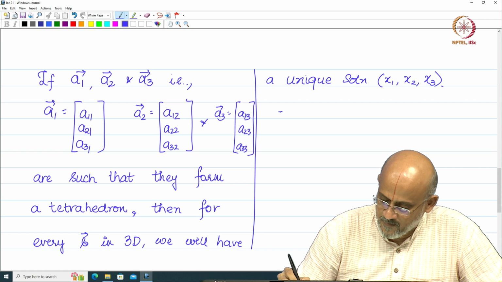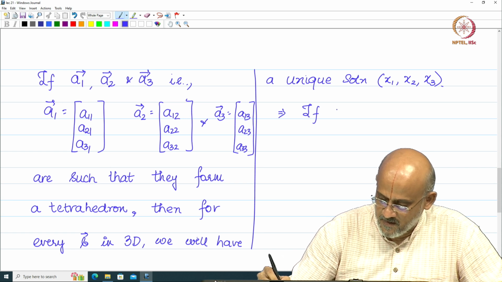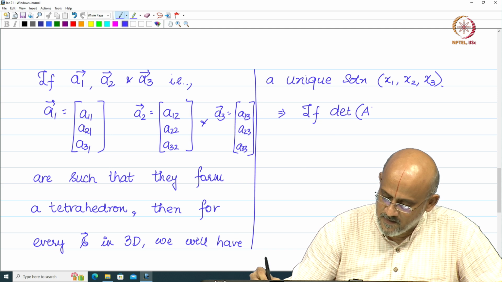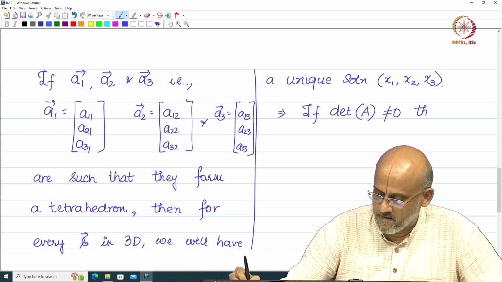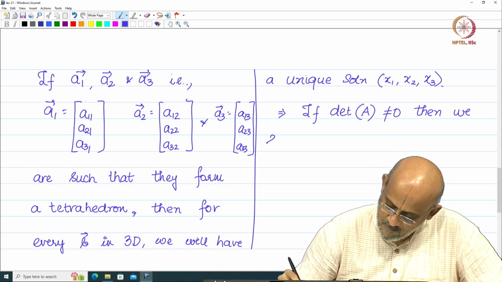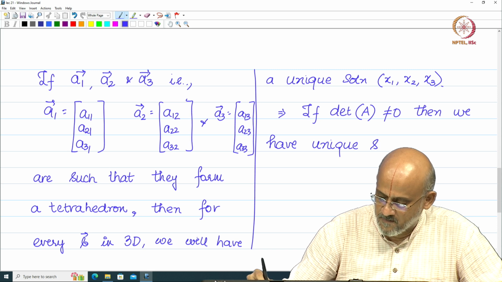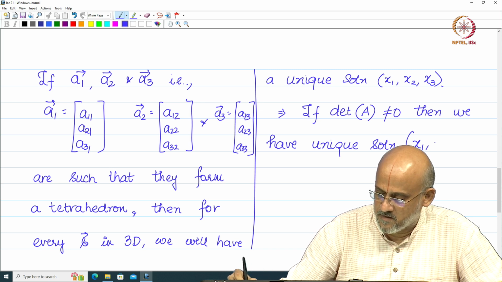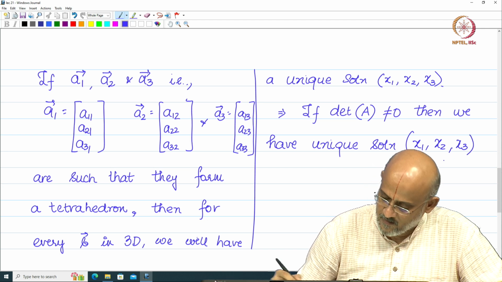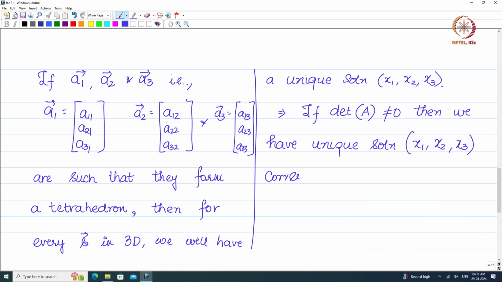So, what we are going to say is, this implies that if the determinant of A is not equal to 0, then we have a unique solution corresponding to x1, x2, x3 for every B in 3D space, right? Is that fine? So, that is what we are going to look at right now.